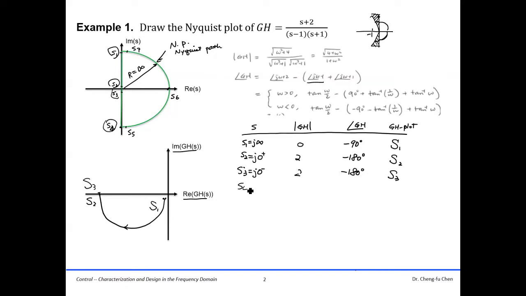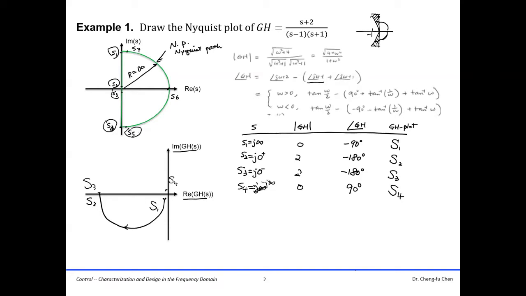Move on to S4. S4 is j infinity minus. Plug in omega equal to infinity, that is 0. And when omega is less than 0, we plug into this equation. That will give us the value equal to 90 degrees. Let me label this as S4. For S4, that should be here, very close to the origin, and the phase angle is 90 degrees. So let me label that as S4 here.